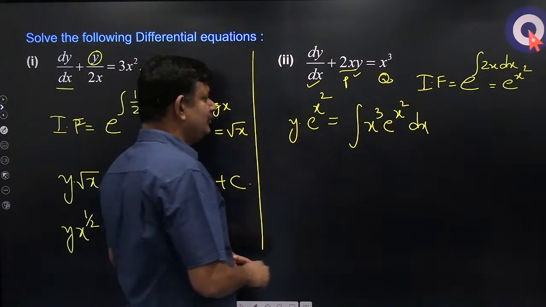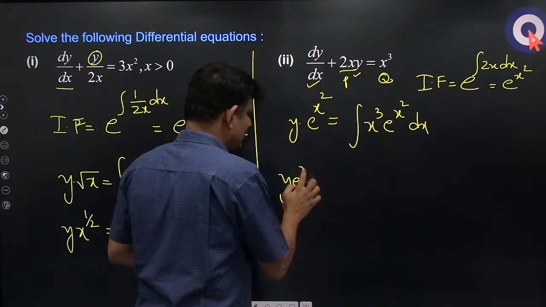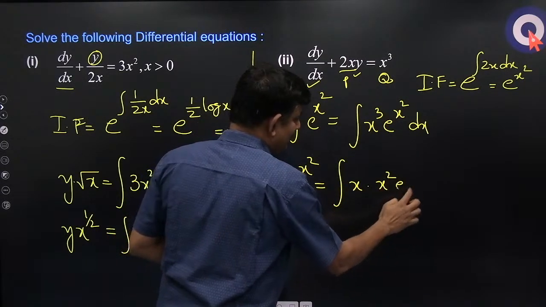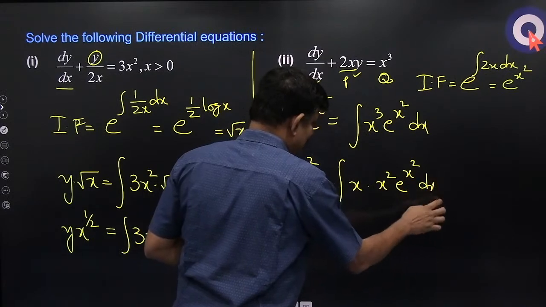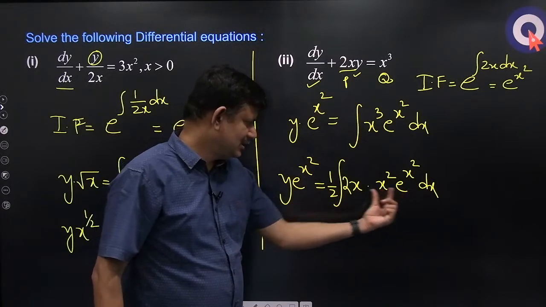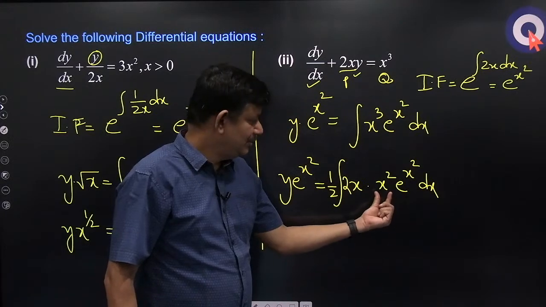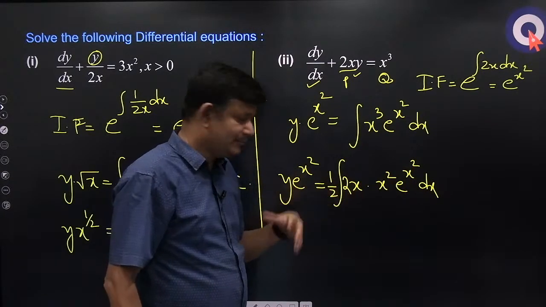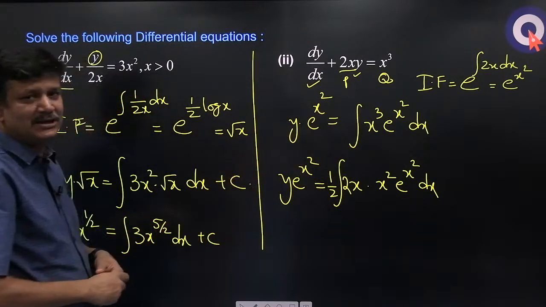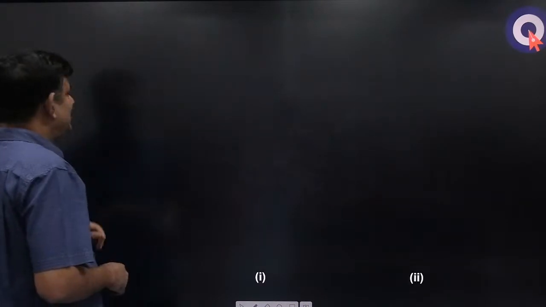Now what to do with this question? Take x square as t. y e power x square will be equal to integral of x into x square into e power x square dx. Here if I multiply and divide by 2, you can see the function of x square and the derivative 2x. So take x square as t, this will be t e power t dt. You can easily find this integral using integration by parts. So this is how you will evaluate linear differential equations.